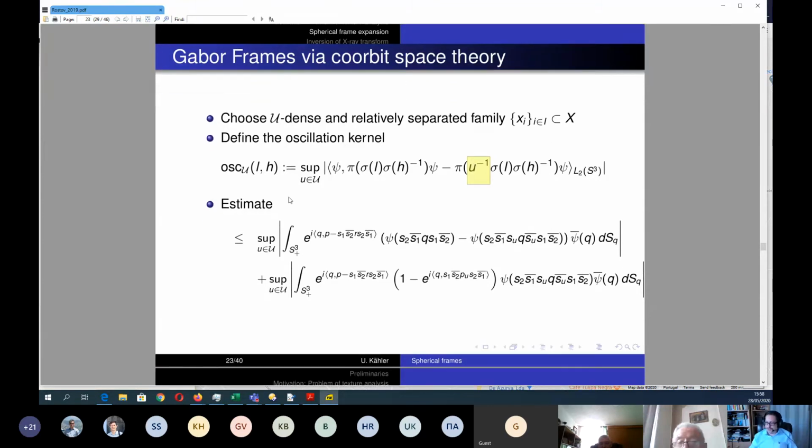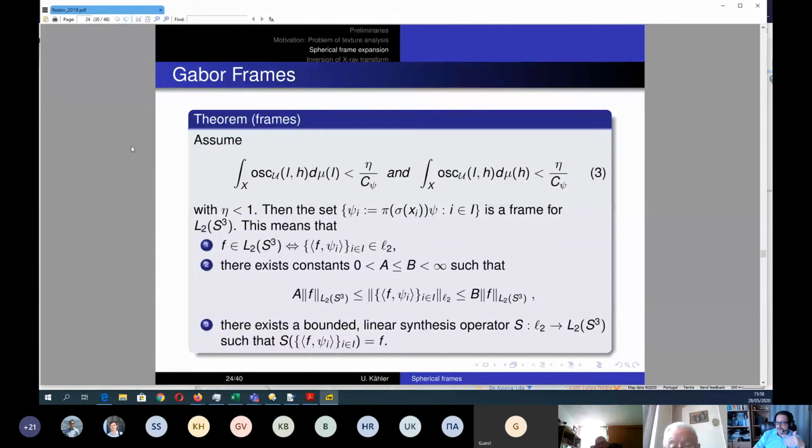And if you do that, then you can get an estimate, which I just write, where you just plug it in over the upper, in the case of Gabor, you just get over the upper half sphere, because we just assume that it's only dense in the upper half sphere, and you just write it down in that form. Together, then you estimate the whole thing, and you get the following theorem.